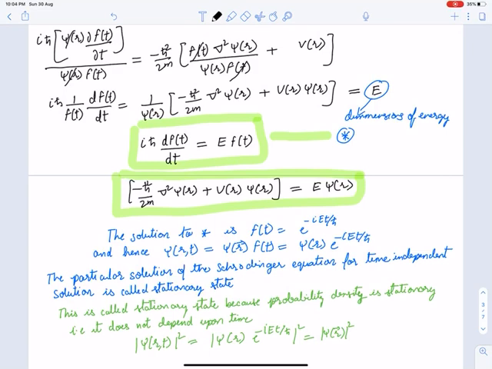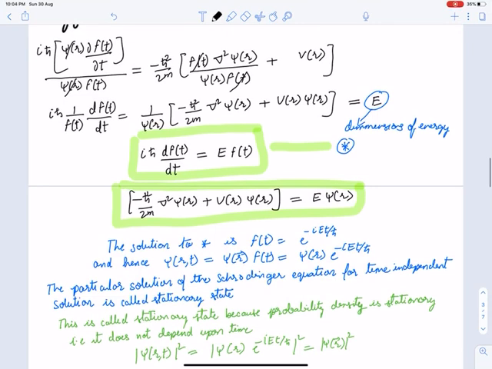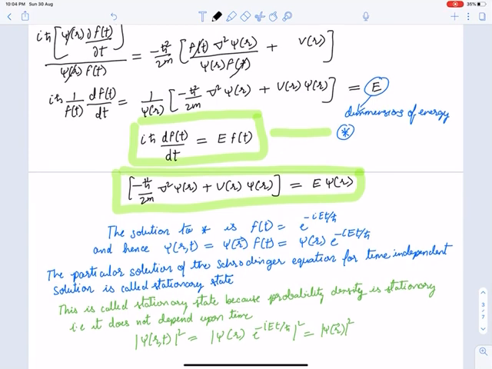And hence psi of r and t is equal to psi of r times f of t, that is the two separable solutions, and we can write f of t as e raised to the power minus i E t by h bar, the solution of star. We can put it in this function f of t. This particular solution of the time independent Schrodinger equation is called a stationary state.